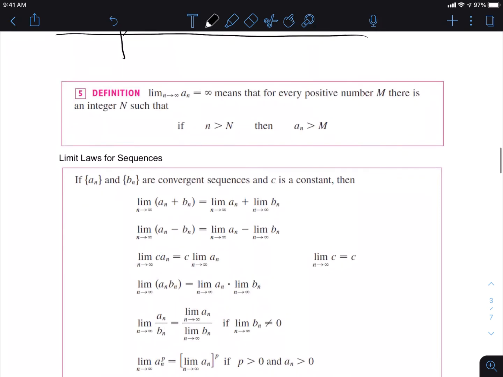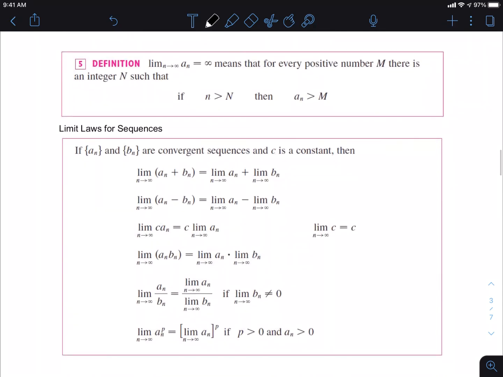There's another definition. It's not that big a deal. Right here we have some limit laws that we're going to use for sequences. These are very similar to the limit laws that we used in chapter 3. So for instance, if we have a sum of two sequences, you can take the limit of each sequence and that will be equal. Same thing with the difference.